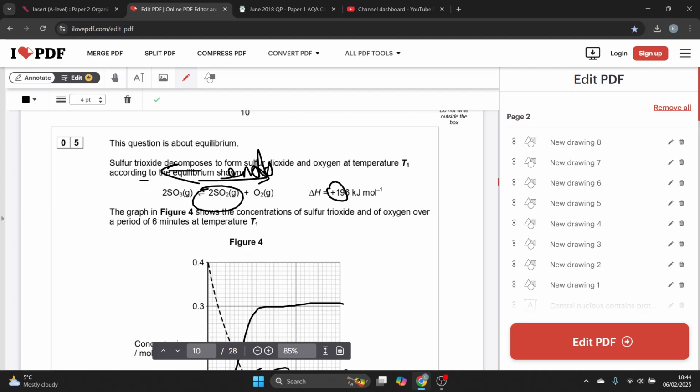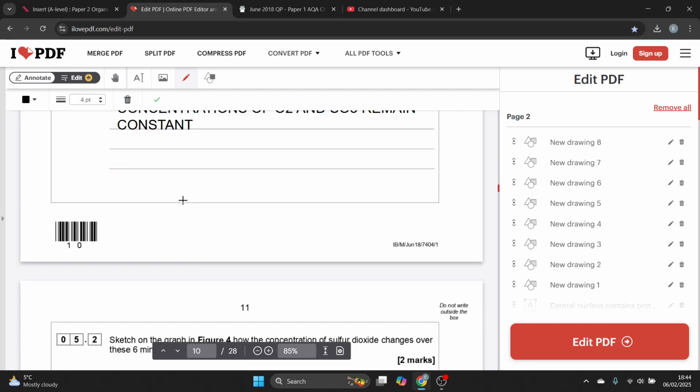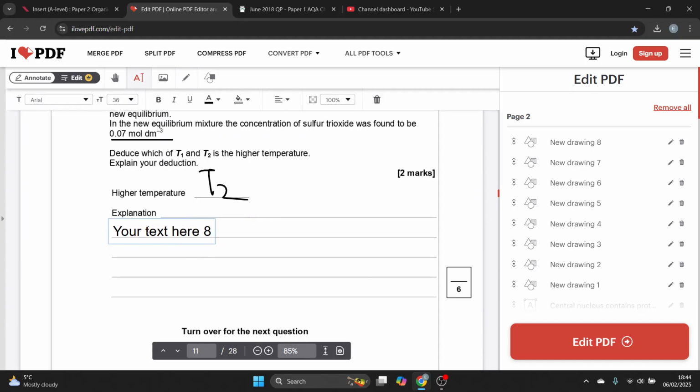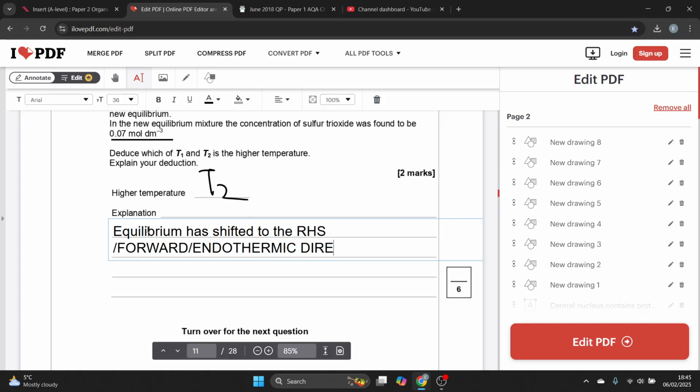Well, because if I increase the temperature, it shifts in the exothermic direction to oppose the increase, therefore decreasing the temperature. Because if I lower the temperature, then it will shift to the right side. So T2 is going to be the higher temperature. Reason being, I would say equilibrium has shifted to the right hand side, the forward, endothermic direction.